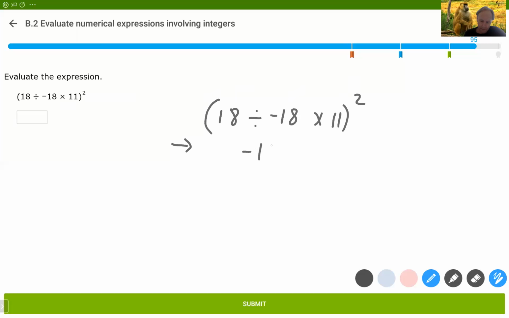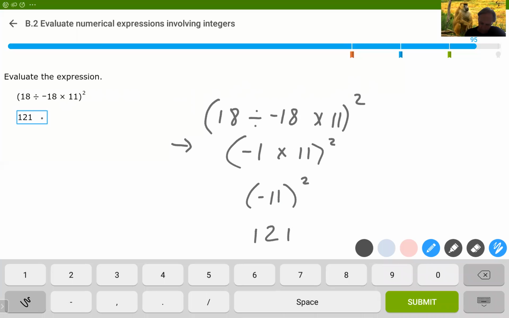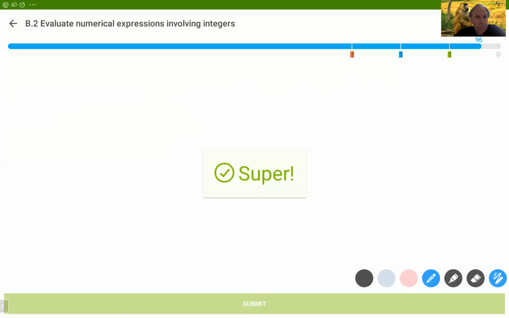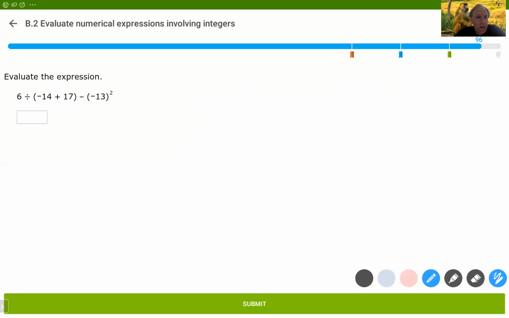This is negative 1 times the 11 quantity squared. That is negative 11 squared, and that is not a negative. That's negative 11 times itself. Negative 11 times negative 11 is 121. And again, we have a square with a negative in front of it. So this is going to stay negative because this double negative right here ends up being a positive 169.